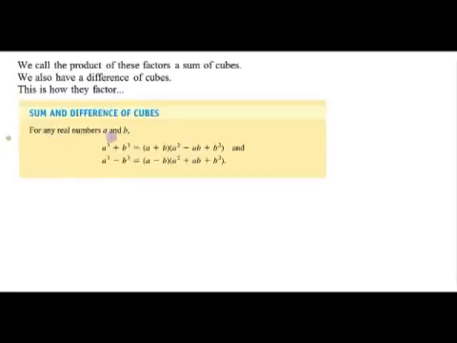For any real numbers a and b, here's my sum of cubes. You can see we have a cube, and we're adding them, so a sum of cubes. Factors as a plus b times a squared minus ab plus b squared. And a difference of cubes. We have a cube, and we're taking the difference of them, difference of cubes. Factors as a minus b times a squared plus ab plus b squared. So our factors end up being the same, it's just the signs that are different.